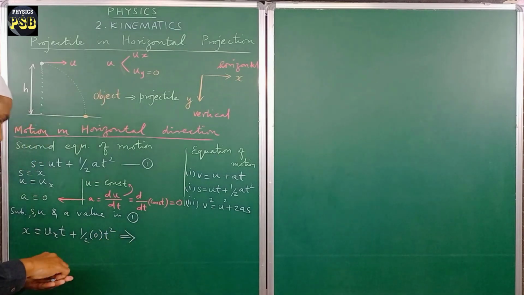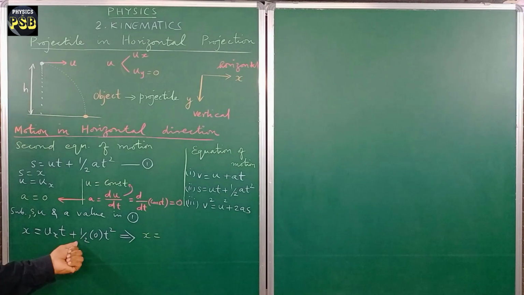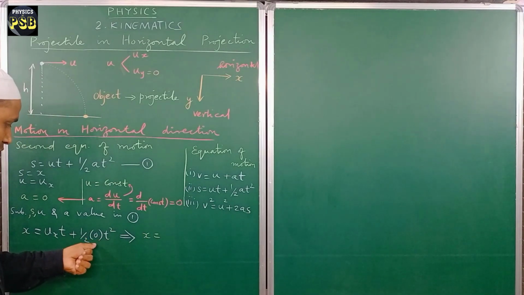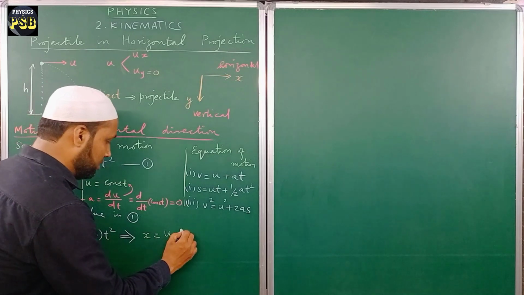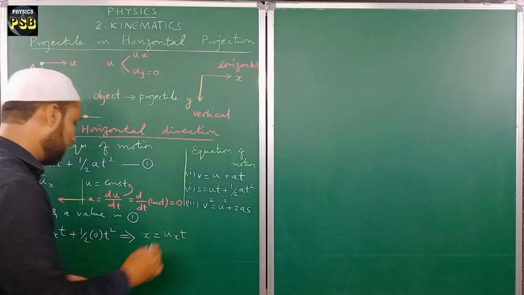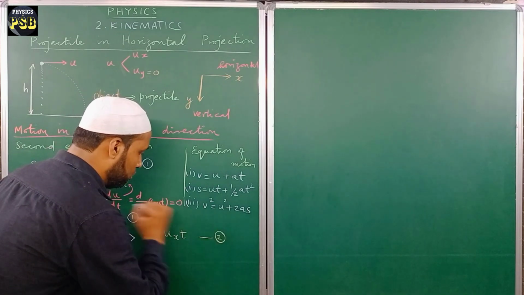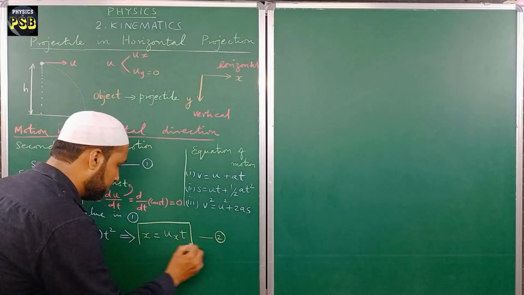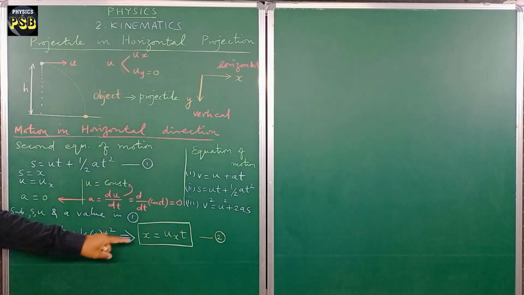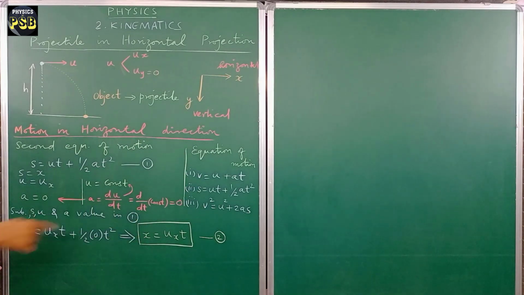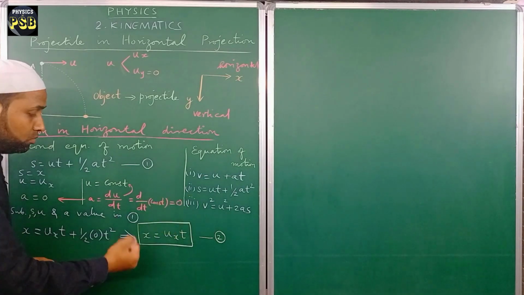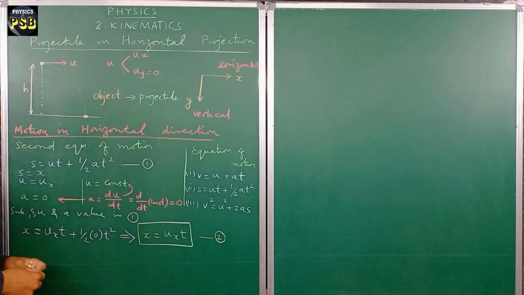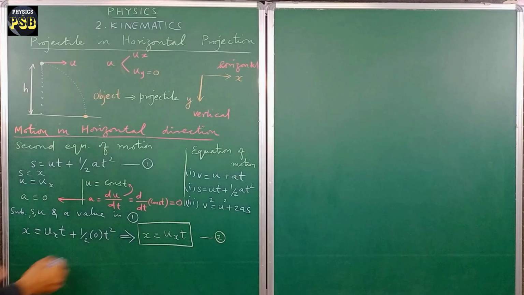So what I get in the next step: x is equal to, when we multiply anything with 0, what we obtain is nothing but 0. So x is obtained as the product of ux with t. I take this as equation number 2. Here we got the displacement or distance along the horizontal direction. And from this I am going to get the value of t. t is the time taken to travel this much distance by the object.